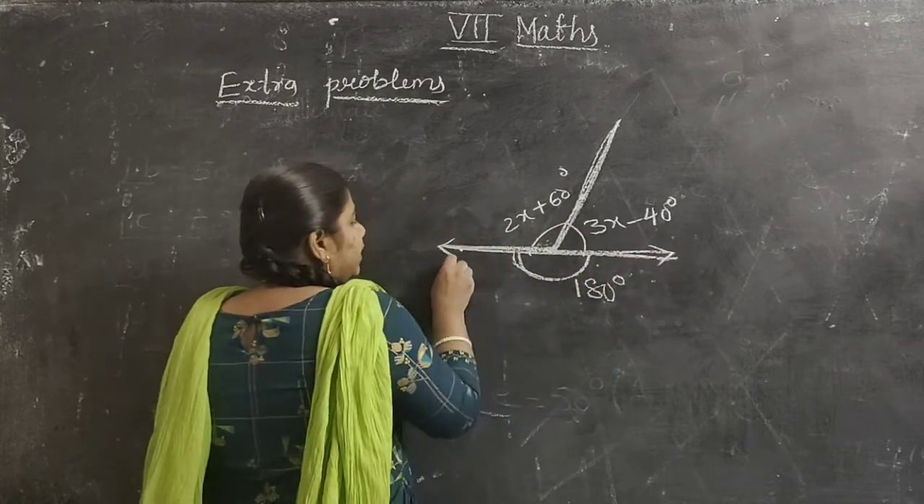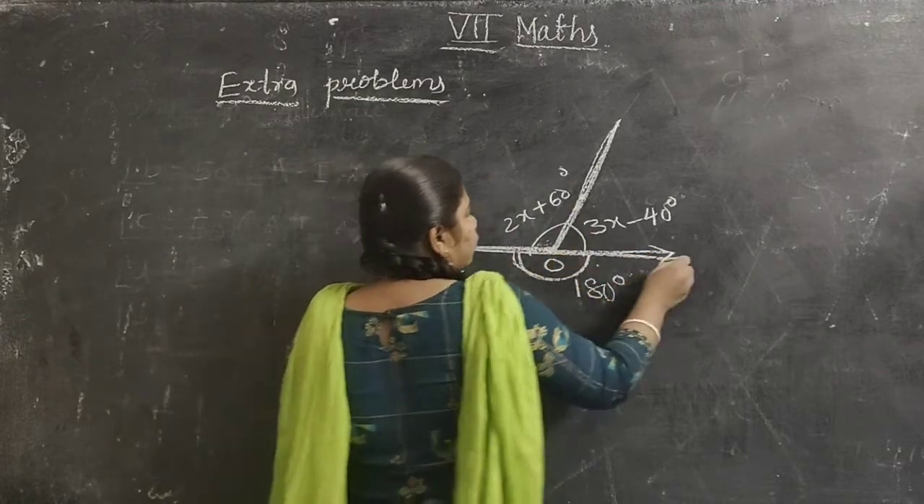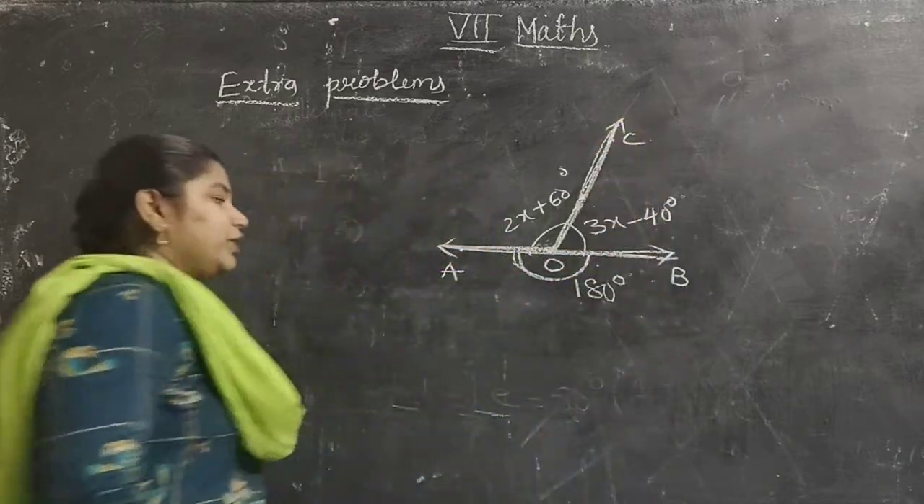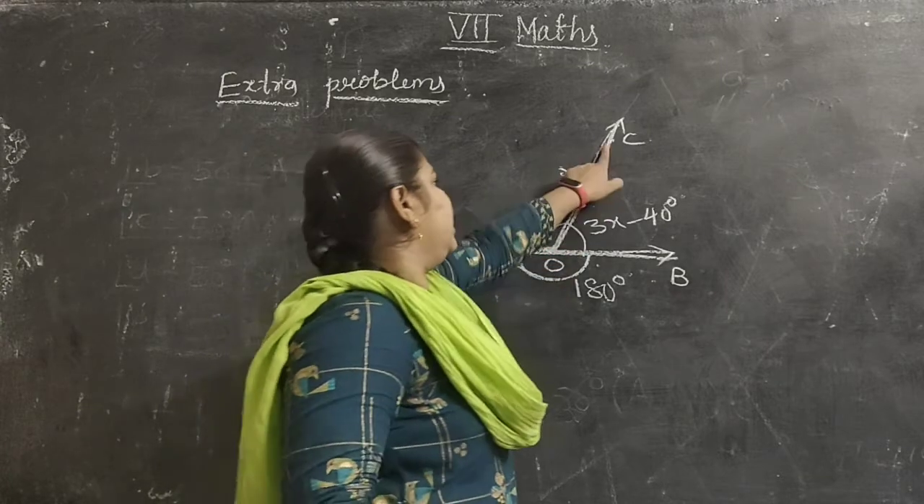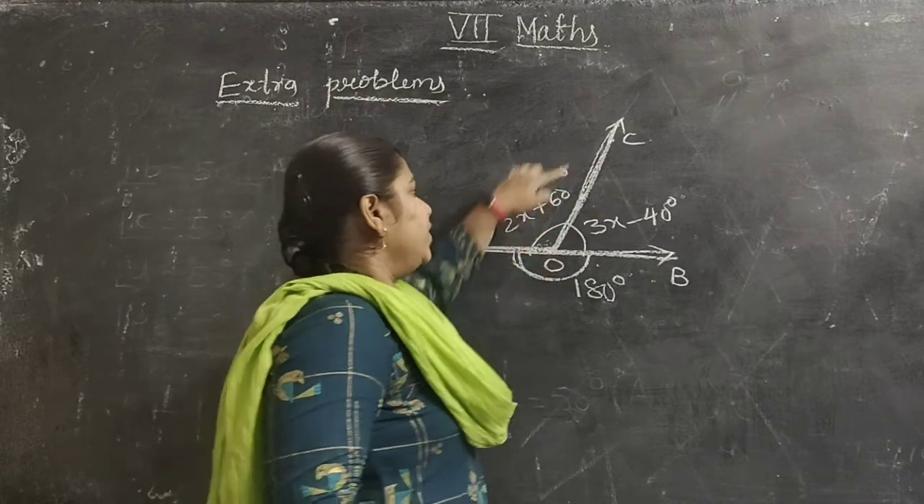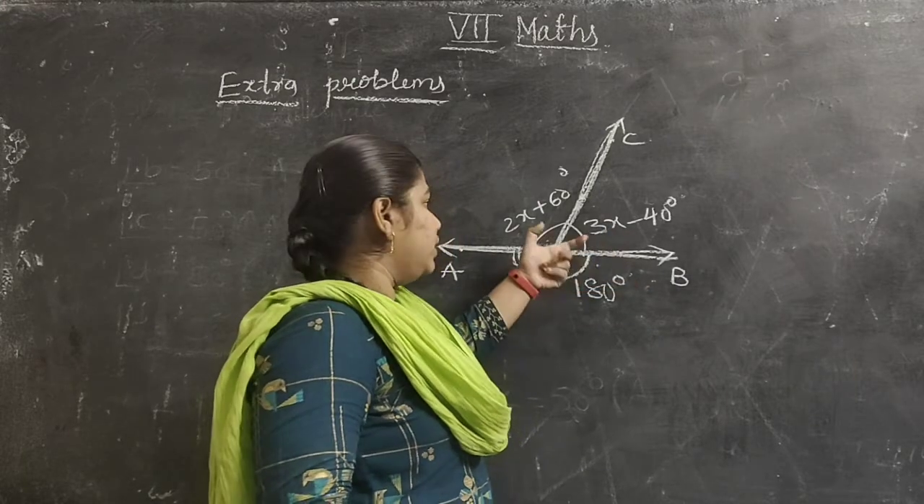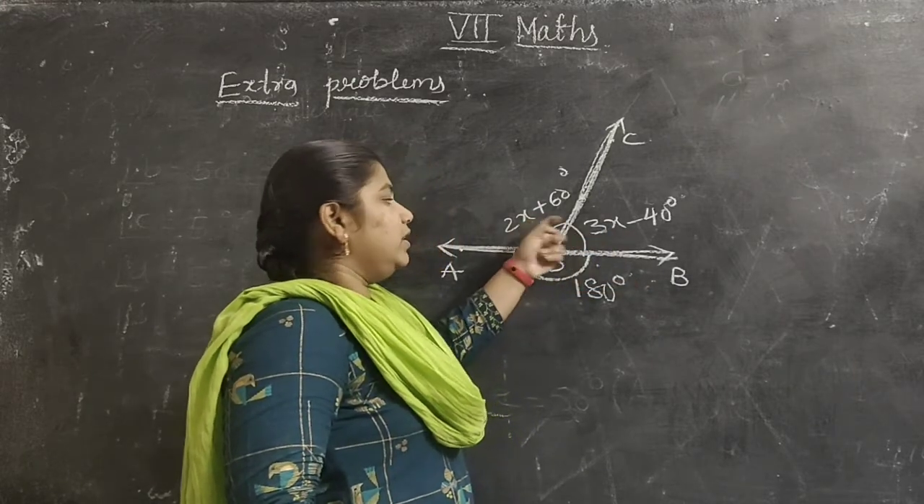So this is A, O, B, and I am taking it as C. So what are the angles? AOC is 2x plus 60 and COB is how much? 3x minus 40. So by using these two, we have to find the x value.